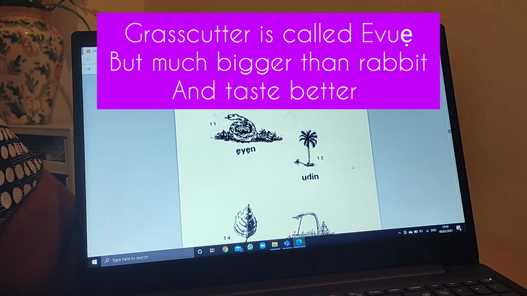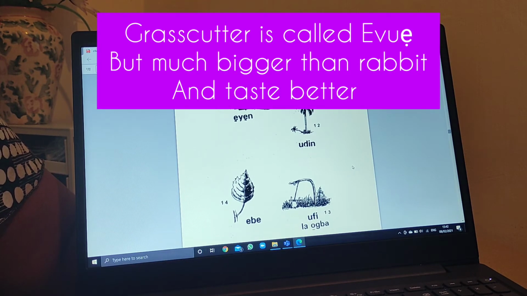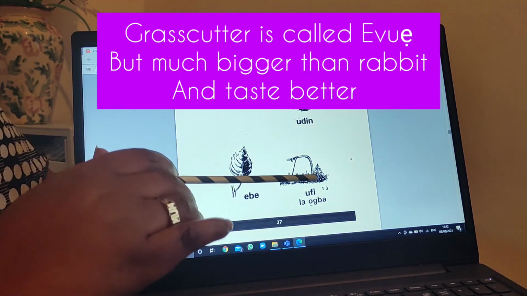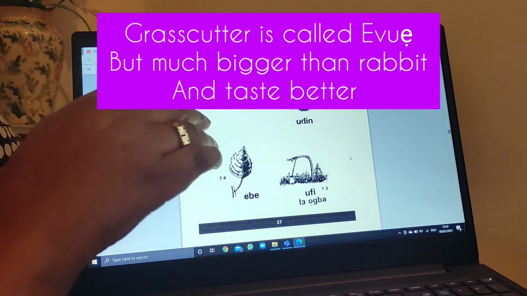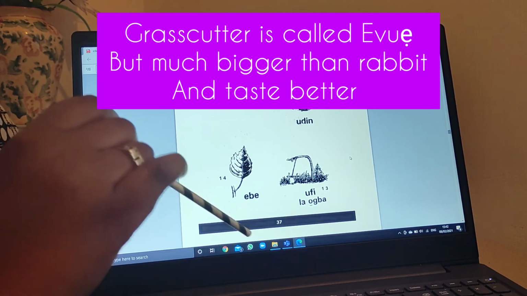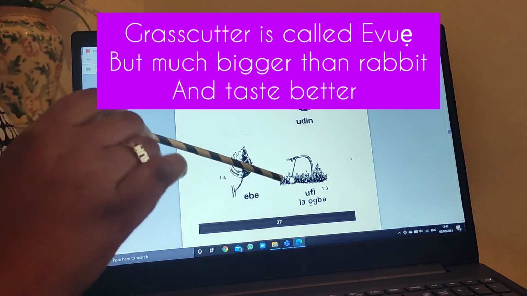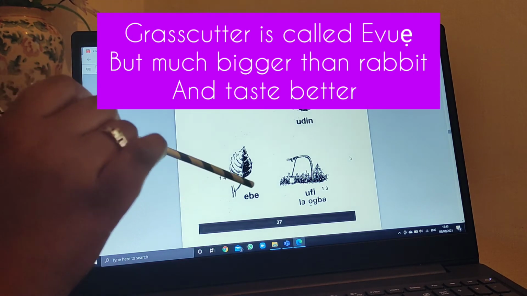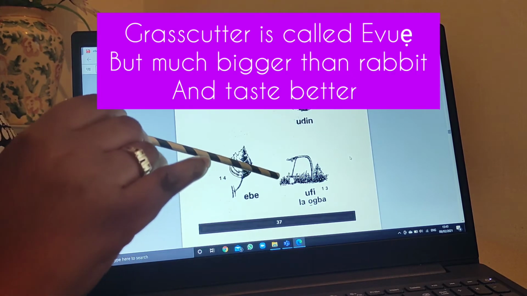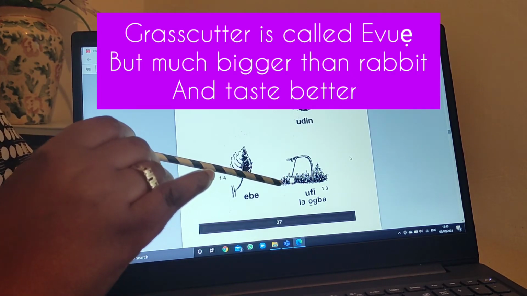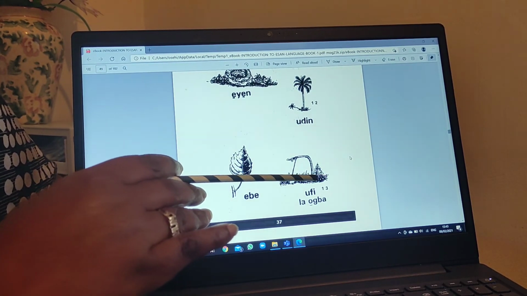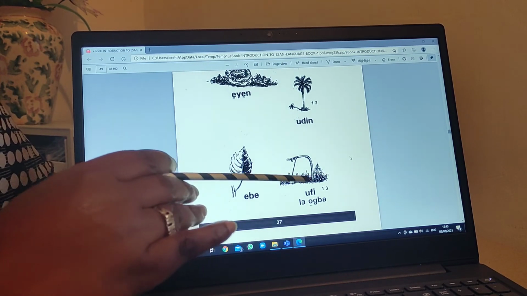Grass cutter is called Equare. Equare are very notorious for eating up the rice in the rice farm. So they used to use palm leaf from Udi to make a fence around the rice farm to prevent the grass cutters from invading, because they can just go to your farm and destroy a big portion of it. So a small gap will be set in this kind of fence that is made around the farm.